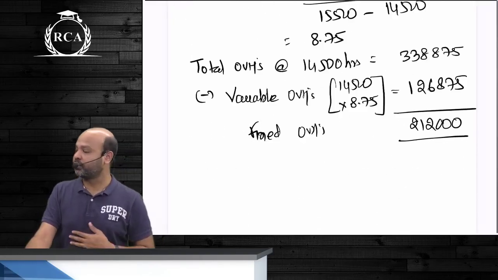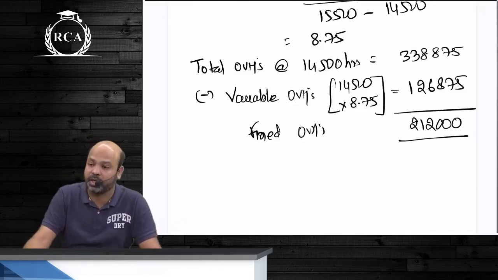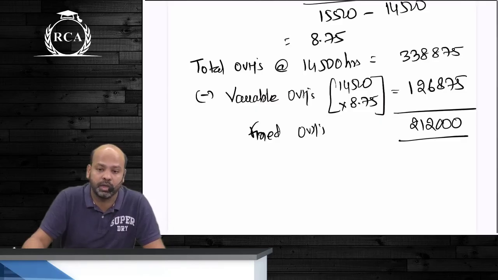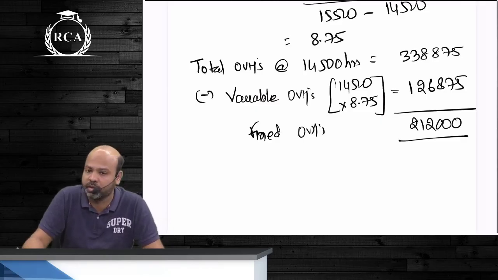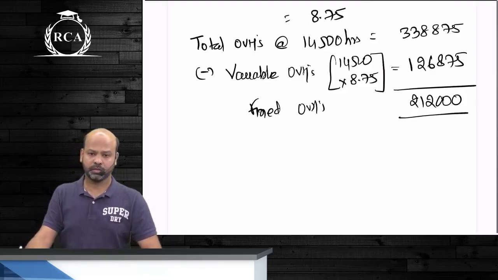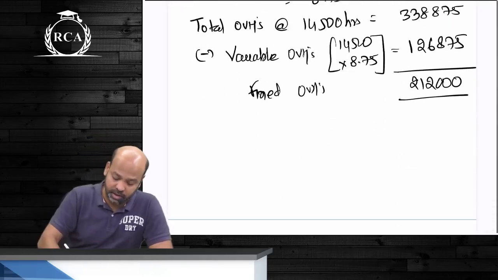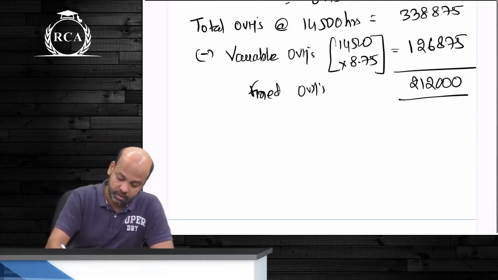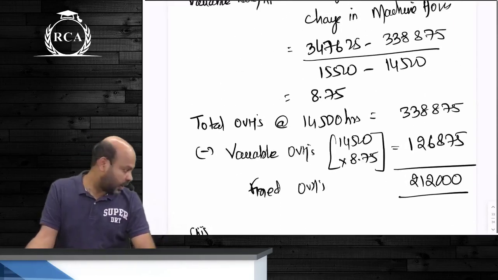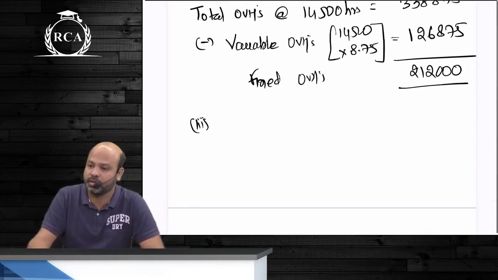Total overheads at 14,500 hours, beta, will be 3,38,875 minus variable overheads. You will get fixed overheads as 2,12,000. Are we clear about this? Once you do this, beta, the answer to the first bit is 8.75. The answer to the second bit, beta, is 2,12,000.